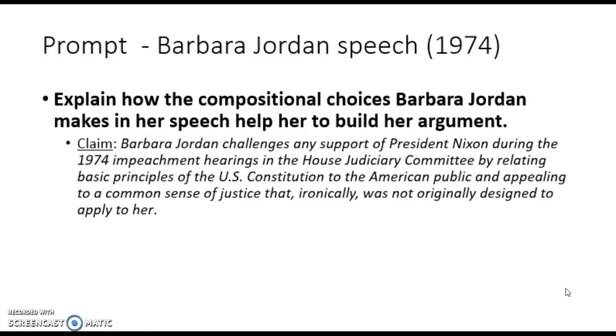Okay, so we've done our cursory read through here, and I want to get ready for the writing. I want to explain how Barbara Jordan is making choices to build this argument. The claim that I'm going to work with today is that Barbara Jordan challenges any support of President Nixon during the 1974 impeachment hearings in the House Judiciary Committee by relating basic principles of the U.S. Constitution to the American public, and also appealing to a common sense of justice that, in this case, it's ironic, was not originally designed to apply to her.